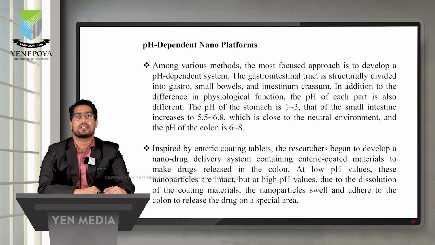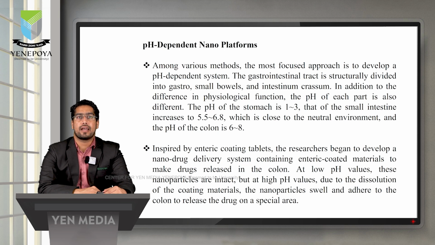pH dependent nanoplatforms. Among various methods, the most focused approach is to develop pH dependent systems. Depending on the pH of the stomach, small intestine and large intestine, these are designed such that they release the drug at a particular pH. The gastrointestinal tract is structurally divided into stomach, small bowel, intestine and caecum. In addition to the difference in physiological function, the pH of each part is also different. The pH of the stomach is approximately 1 to 3, for the small intestine it increases from 5.5 to 6.8, which is close to a neutral environment, and the pH of the colon is 6 to 8.